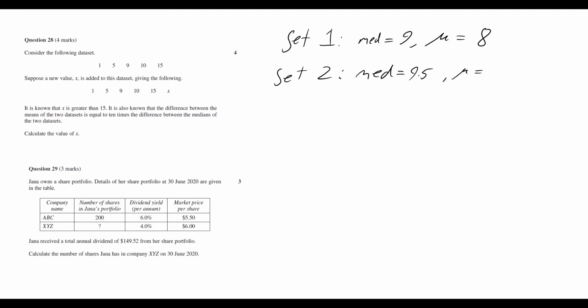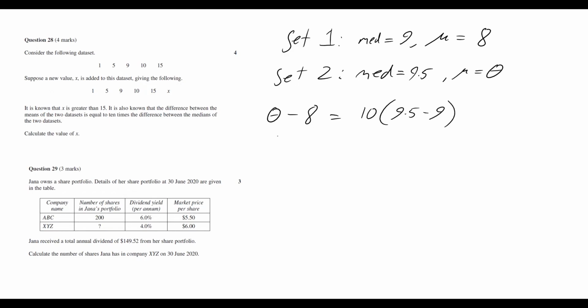So it is known that x is greater than 15. It is also known that the difference between the means of the 2 data sets is equal to 10 times the difference between the medians of the 2 data sets. Okay, so what that means is that, well, I'm going to call the mean for the second data set, let's call that perhaps theta, just to give it a variable. So what that means now is that theta minus mu from data set 1, or in other words, 8, is equal to 10 times the difference between the medians of the 2 data sets. So it's equal to 10 times 9.5 minus 9.